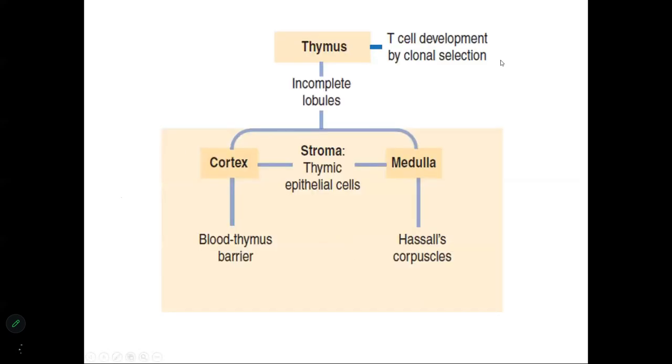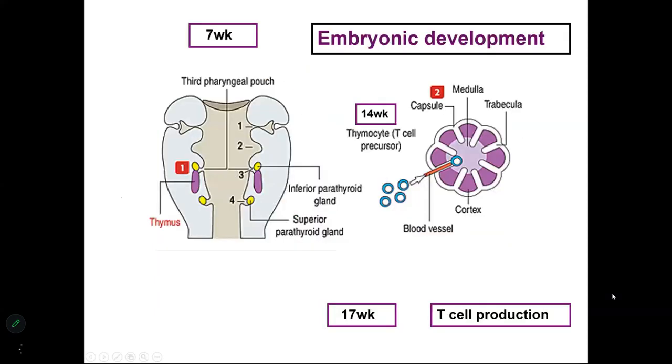The thymus. The features of thymus: incomplete lobules, dividing into cortex with the blood thymus barrier in it, and medulla with Hassall's corpuscles in it. The stroma is unusual. Because of origin from epithelium, the stroma is epithelial reticular cells, and it has a lobulated structure, but the lobules are incomplete.